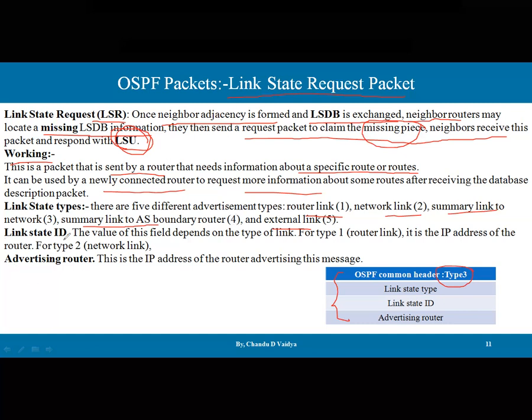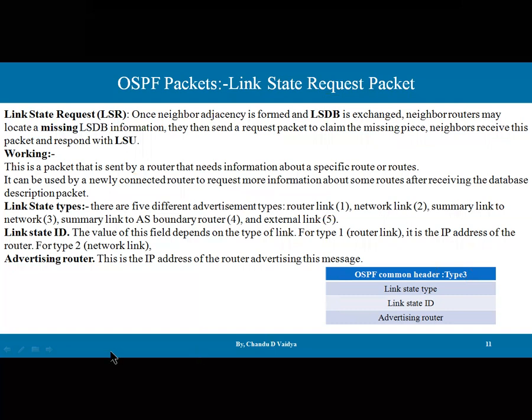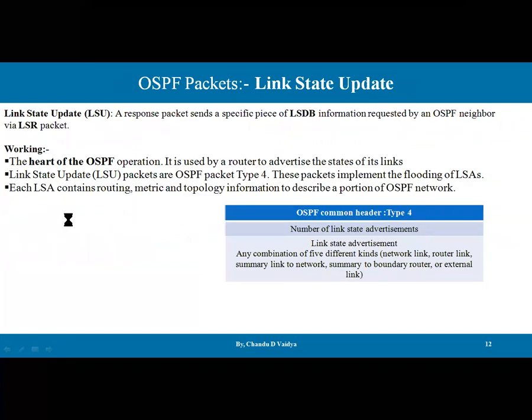Then the link state ID. The value of this field depends upon the type of link. Type 1 is a router link, and this is the IP address of the router. For type 2, it is a network link. So this depends upon the particular link state type. Then the advertising router. This is the IP address of the router advertising the message, the one who is advertising the message. So this is what the link state request message is. Only when information is missing with us, that router will send the request to particular other routers to get the complete information.